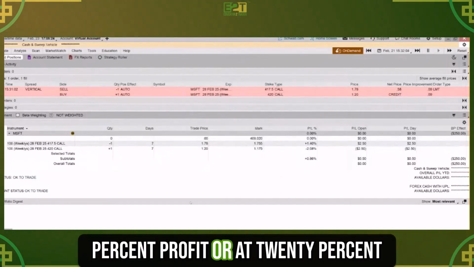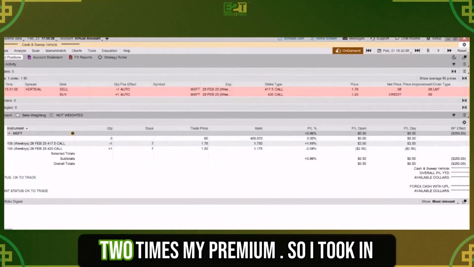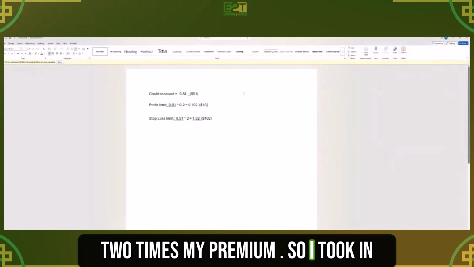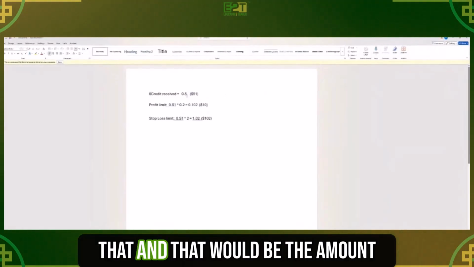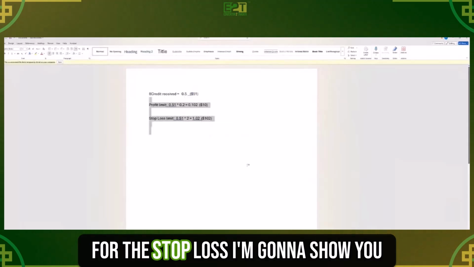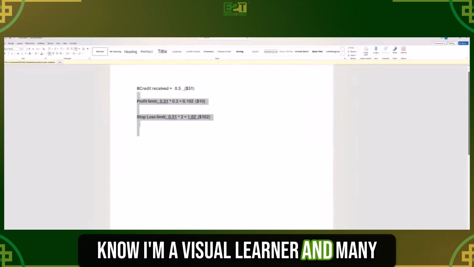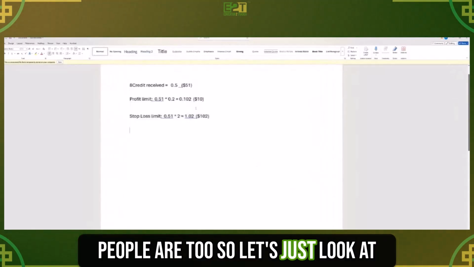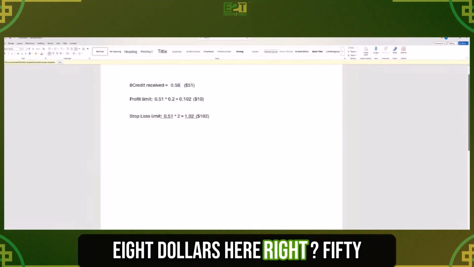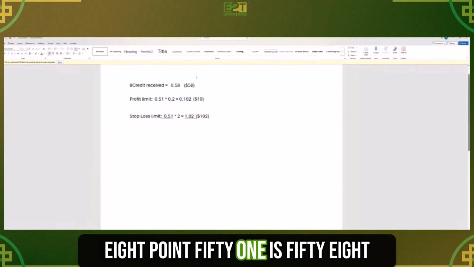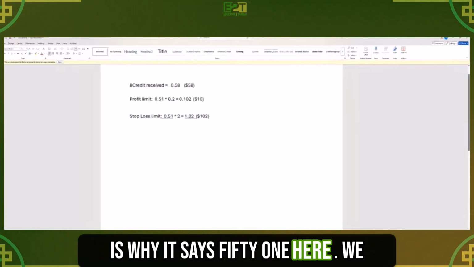The way I determine my profit taking and my stop loss is I close it at 80% profit or at 20% buyback. And I have a stop loss at 2 times my premium. So I took in $58. I would double that, and that would be the amount for the stop loss. I'm going to show you the math on Word because I'm a visual learner and many people are too. So let's just look at it like that. We took in $58 here. It says 0.51 here because I did this video before.